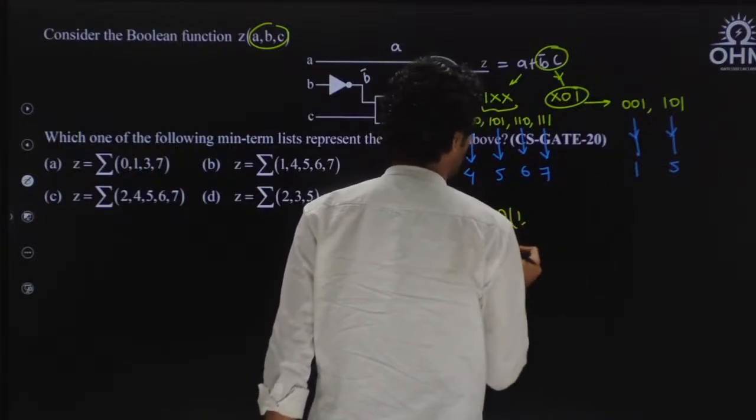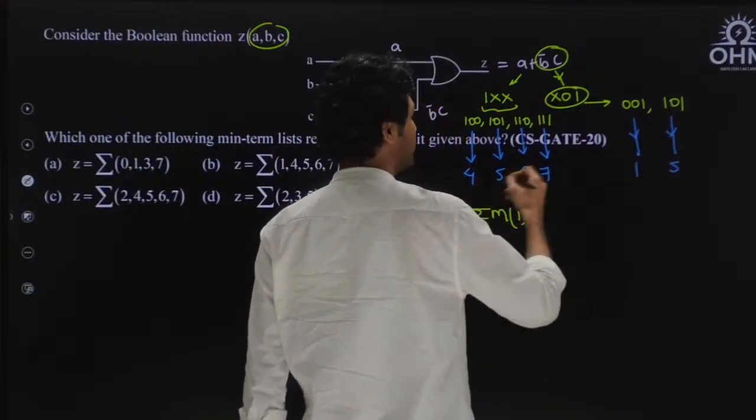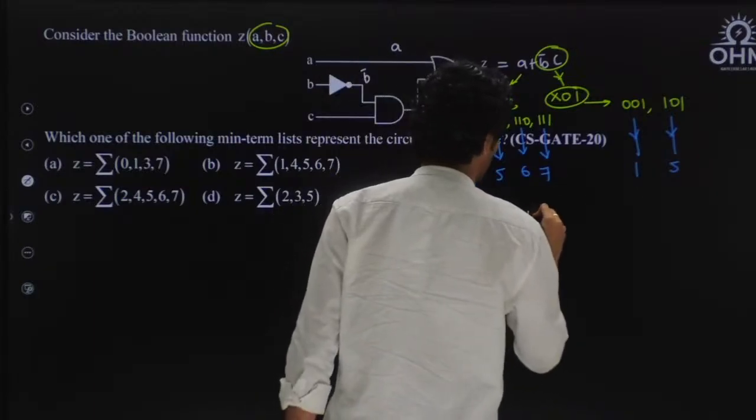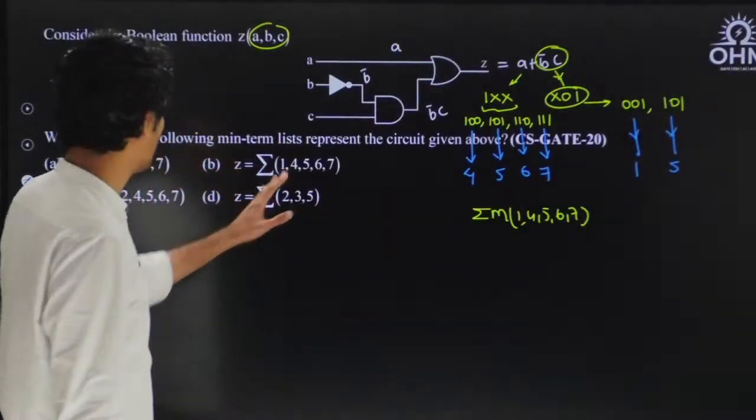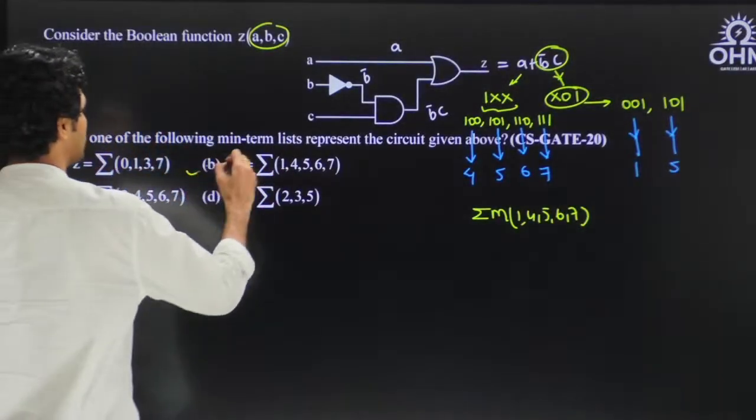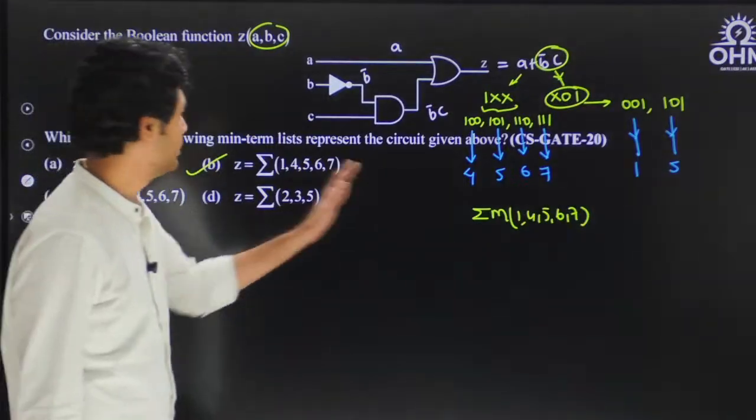Yeah, we have 1 here. And then 4, 5, 6, 7. 5 is common in both cases. So 1, 4, 5, 6, 7. This is the list of min terms. So all options are given in terms of min terms only. And the correct answer is nothing but D. Okay, 1, 4, 5, 6, 7 is the correct answer.